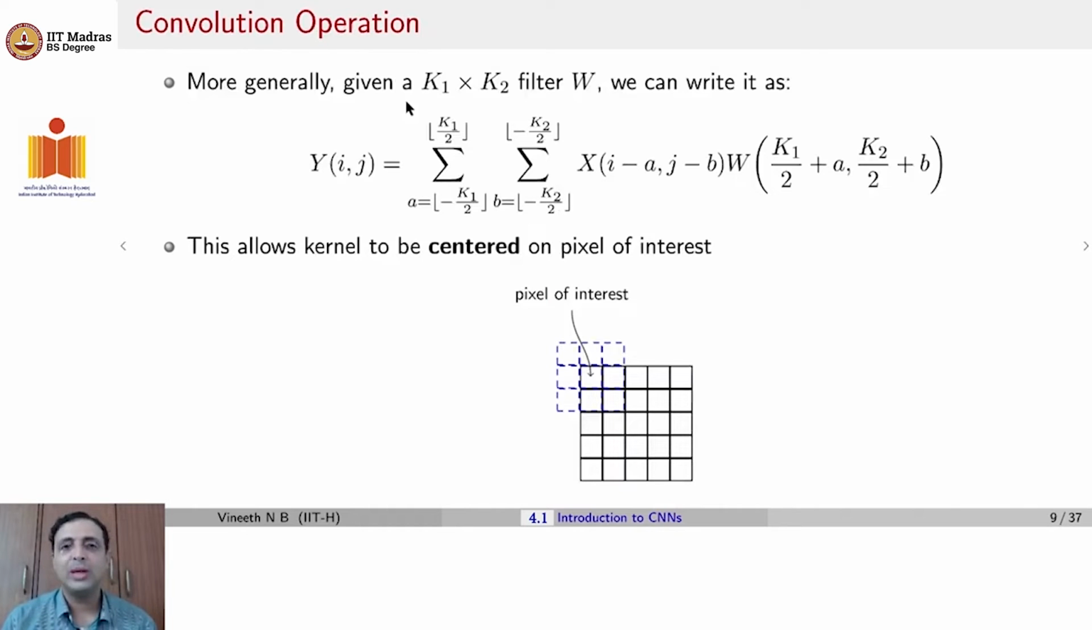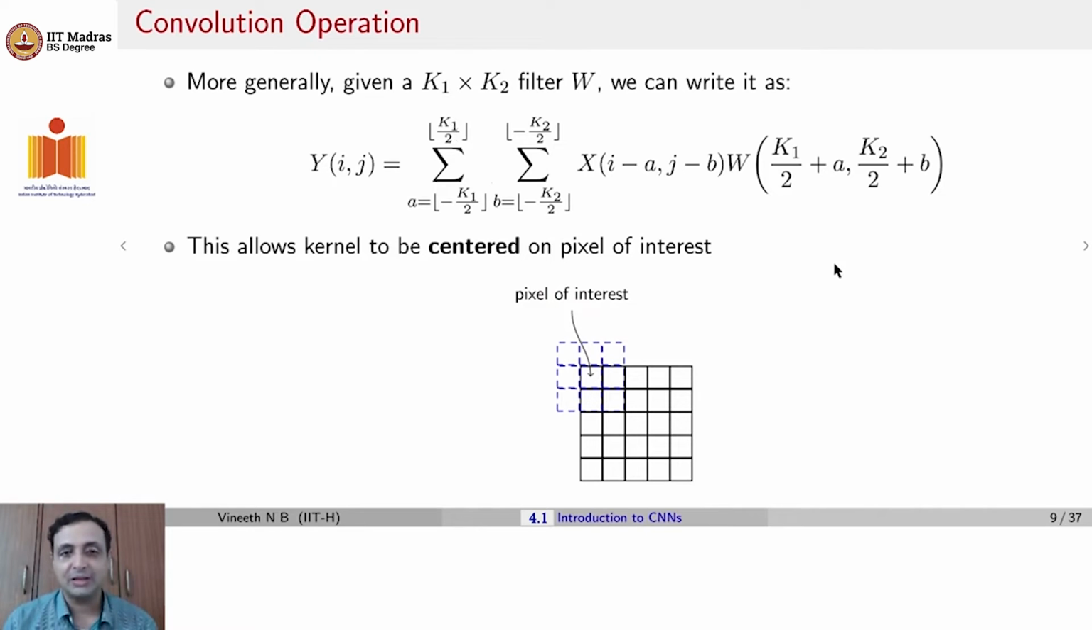More generally, we can also write convolution in the form that you see here, where the indices go from the floor of -k1 by 2 to k1 by 2 and -k2 by 2 to k2 by 2. There's a particular reason we are talking about it, because if we write the equation of convolution this way, that's the only difference. Otherwise, the rest of it is more or less the same. Obviously, the indices of W change because of how we wrote the summation indices here.